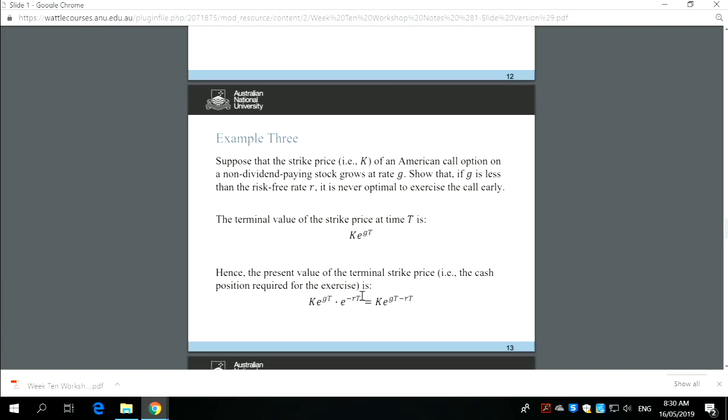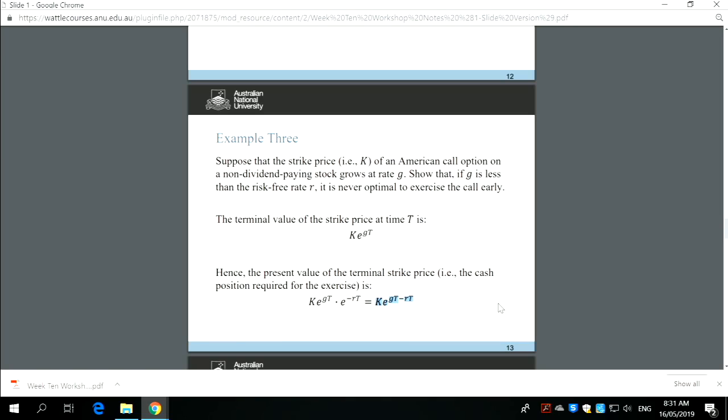So in other words, the present value of the terminal strike price can be expressed as this. All I did is discount the terminal strike price back to the present, by multiplying by e to the power of minus RT. The more compact way to rewrite this is K times e to the power of GT minus RT. So this is the present value of the terminal strike price. Just bear that in mind.